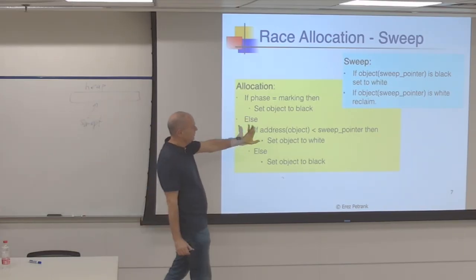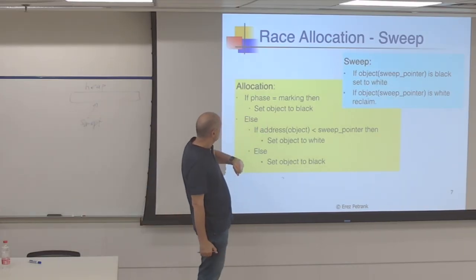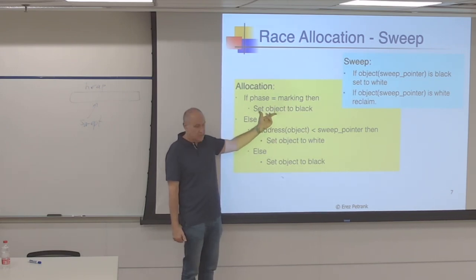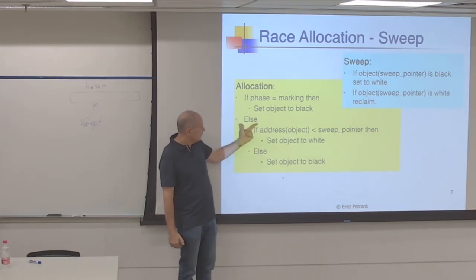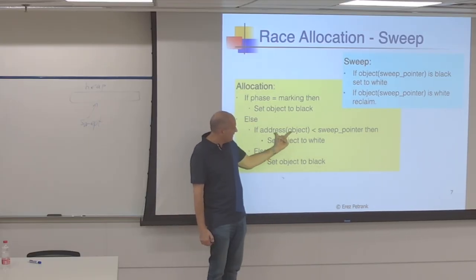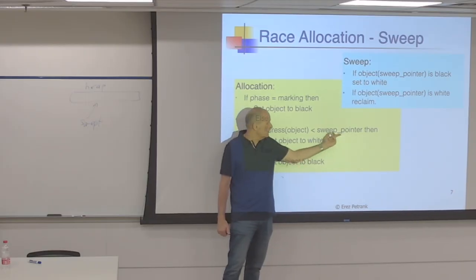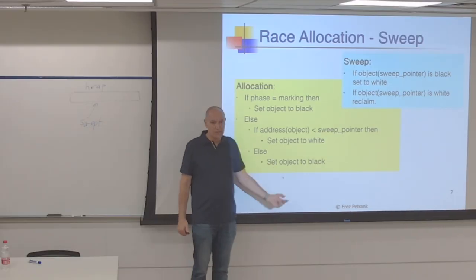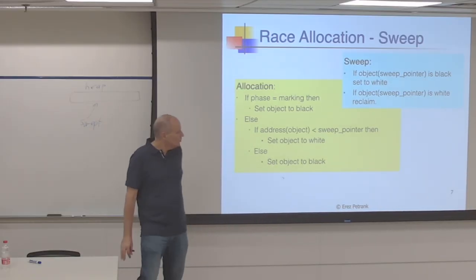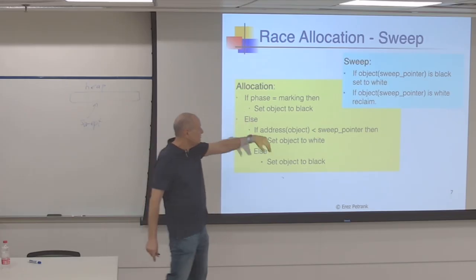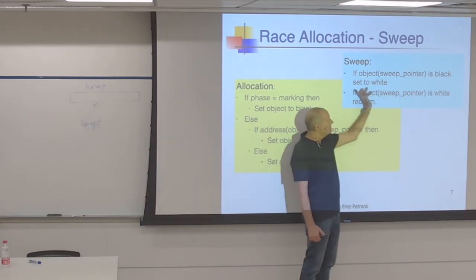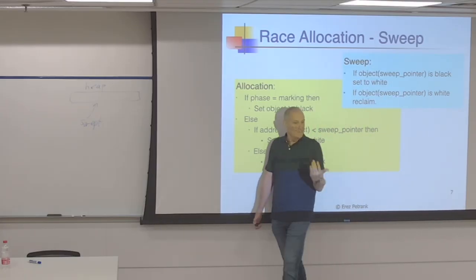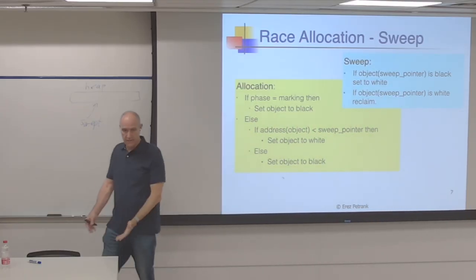So this is what we want to have. In the allocation, if phase is marking, we just want it black, that's fine. Else, if it is sweeping, then if the address is before the swept pointer, we want it white, and otherwise we want it black. And in sweep, of course, if the object is black, then we want to make it white. And if it's white, then we want to reclaim it. We want to move it to the free list.